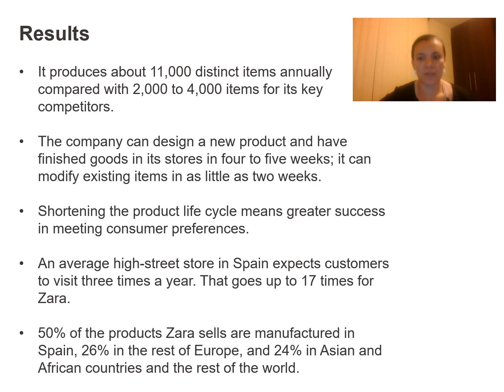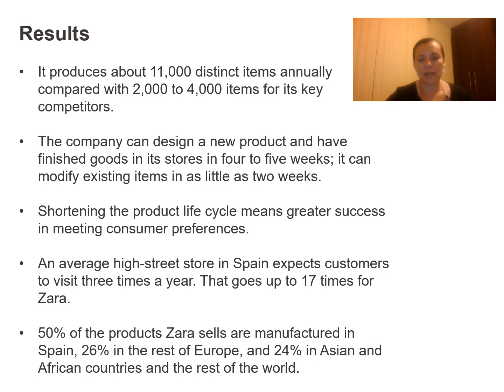As a result, let's see some figures from Zara. It produces about 11,000 distinct items annually. Wow, compared with 2,000 to 4,000 items for its key competitors. So they have a very quick supply chain from production to delivery. This is an amazing cycle. The company can design a new product and have finished goods in stores in 4 to 5 weeks, and it can modify existing items in as little as 2 weeks, shortening the product life cycles, being ready to meet consumer preference and always on trend, which is amazing.